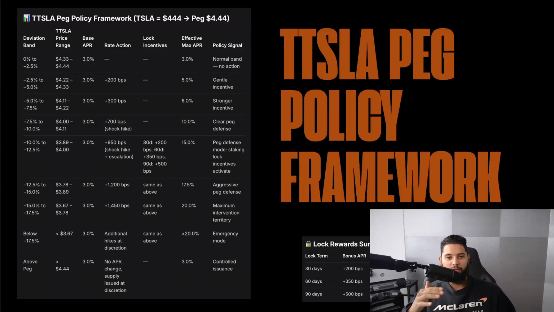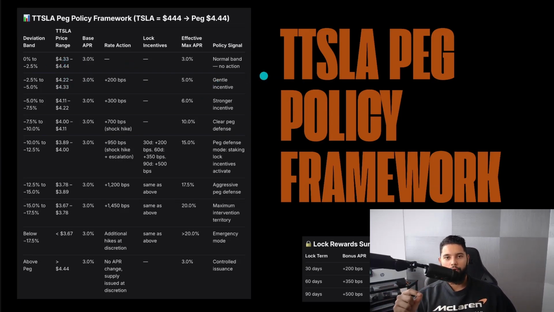So this is the real numbers behind how the peg policy works. This is the peg policy framework for TTSLA. Let's say the current price of TTSLA is $4.33 to $4.44, which would mean that the price of TSLA is about $433 to $444. Again, TTSLA trades for 1/100th of Tesla.